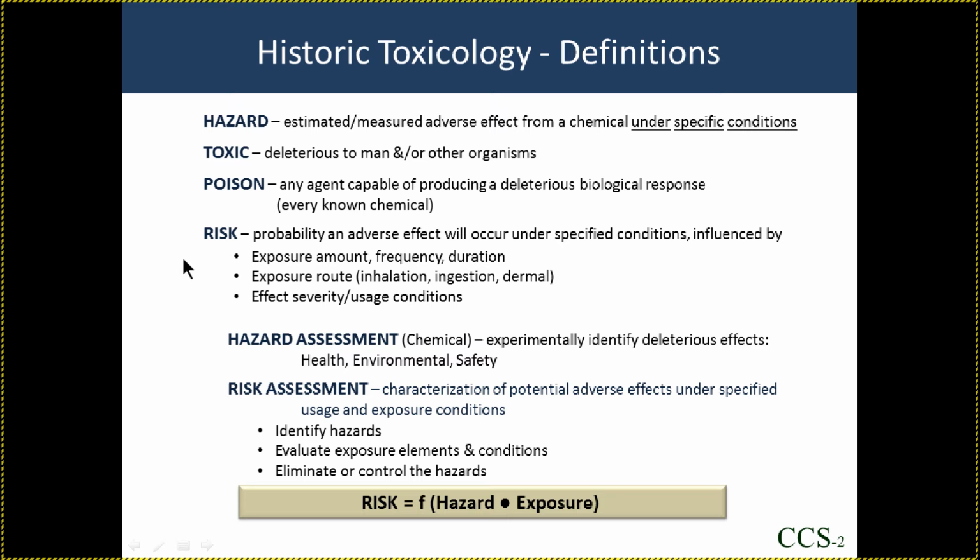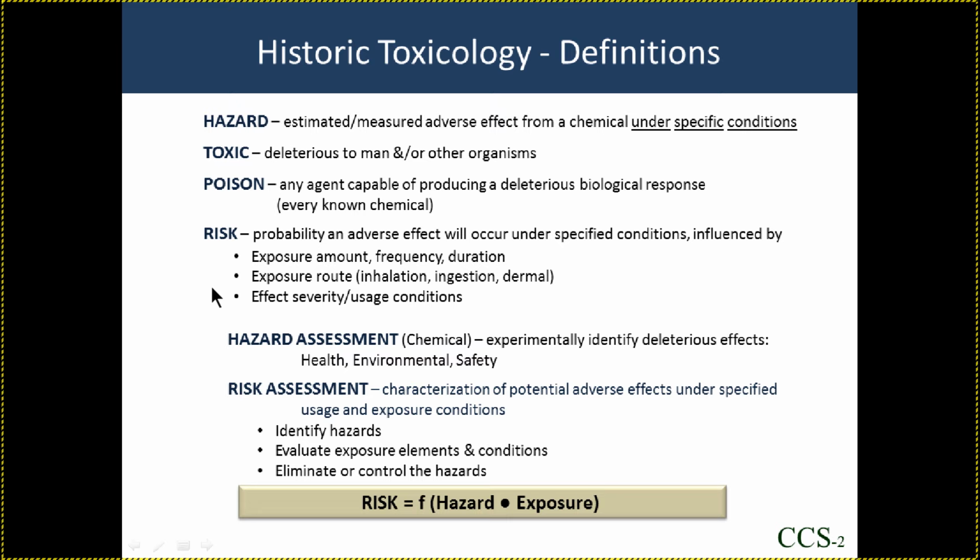Risk, on the other hand, differs from hazard in the sense that it's a calculation or a derivation from an integration of information that includes hazard, but it also accounts for exposure factors and conditions of use as indicated in the bullets there. So the amount, frequency, and duration of exposure, the route of exposure. So oftentimes, for example, in cancer research, many of the cancer studies with chemicals are done by the oral route, sometimes by inhalation, not very often at all by the dermal route.